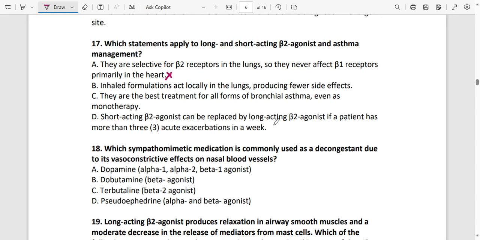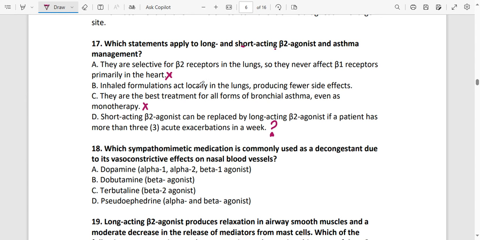But necessarily not what this statement is meaning there. Short acting B2 agonists can be replaced by long acting agonists if a patient has more than three acute exacerbations in a week. They are the best treatment for all forms of bronchial asthma, even as monotherapy. We already said that the long acting, you never use them as monotherapy.